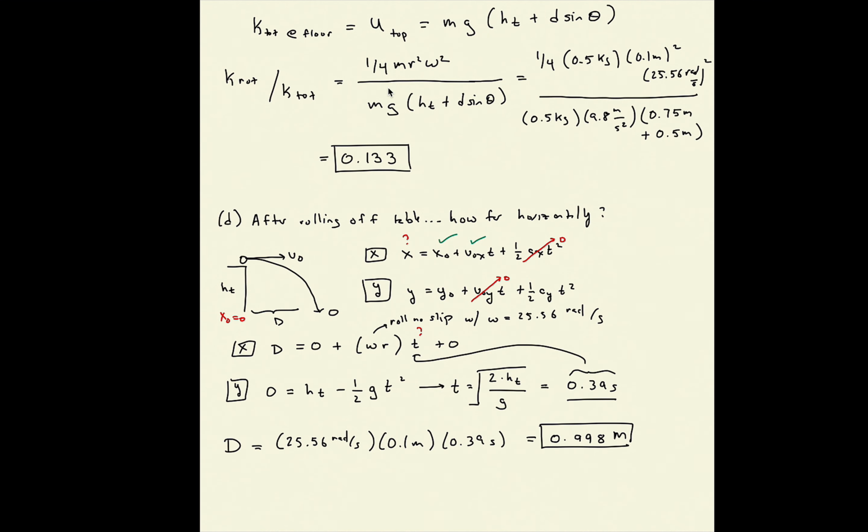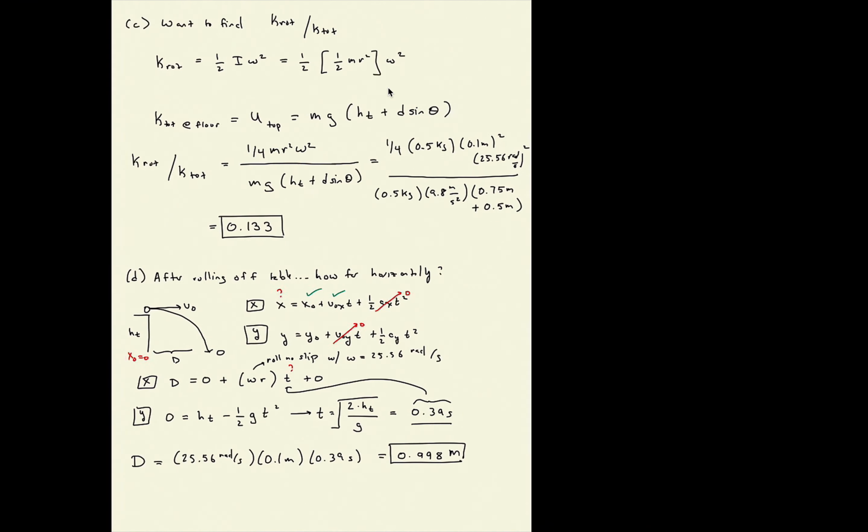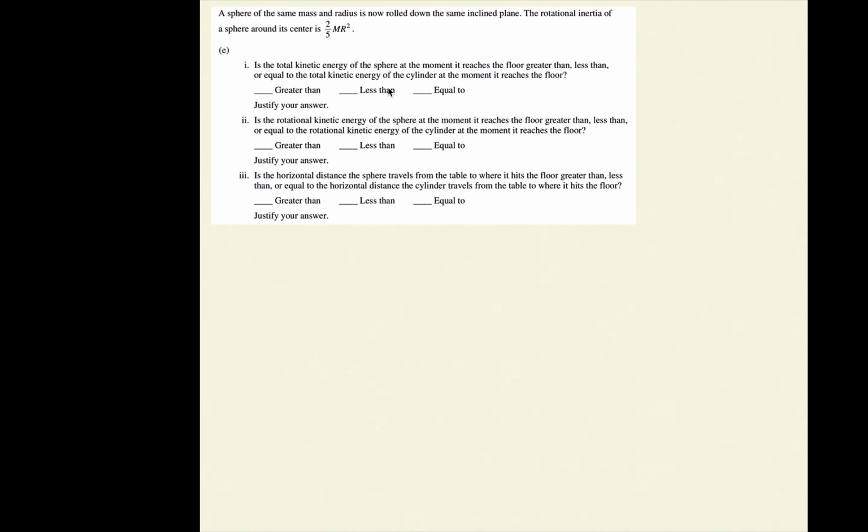The last thing we have to do is compare kinetic energies of the sphere and the cylinder. So what they say is a sphere of the same mass and radius as the cylinder is rolled down the same inclined plane. The rotational inertia of a sphere is about 2/5 mr squared. So we're going to be comparing a cylinder, with 1/2 mr squared moment of inertia, and a sphere, which has 2/5 mr squared moment of inertia.